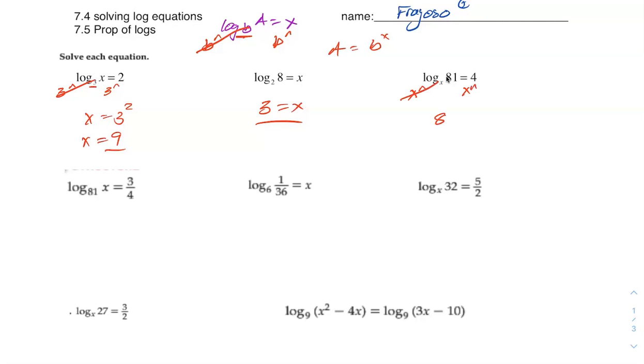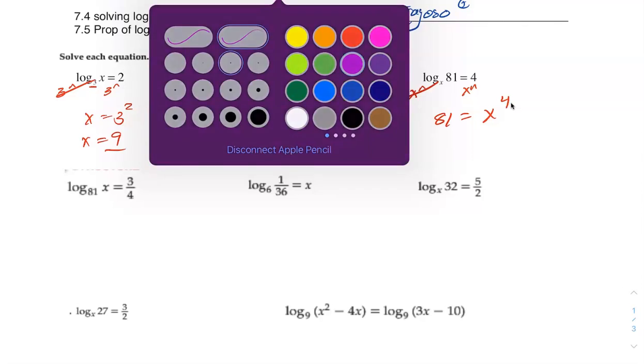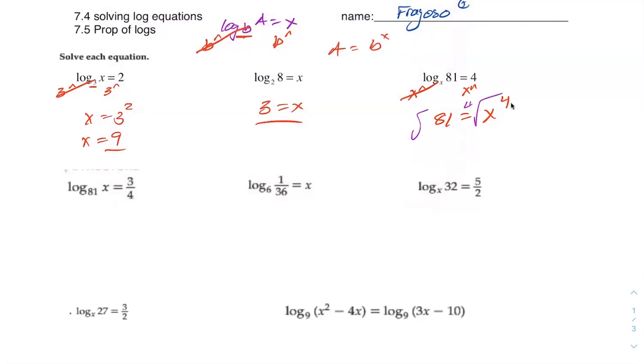These cancel and I get 81 equals x to the 4th. Well, now it's like a normal math problem. How do you get rid of x to the 4th? Do the 4th root of both sides. X equals the 4th root of 81, which is 3.